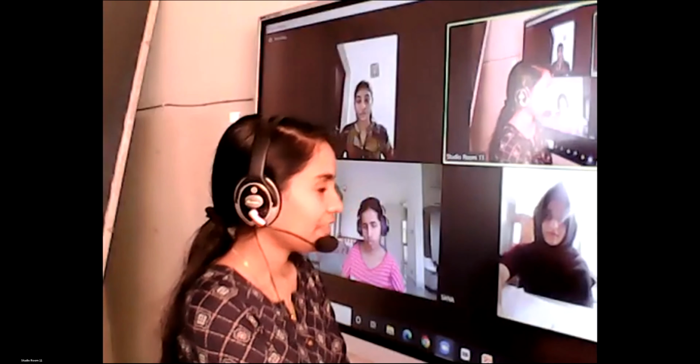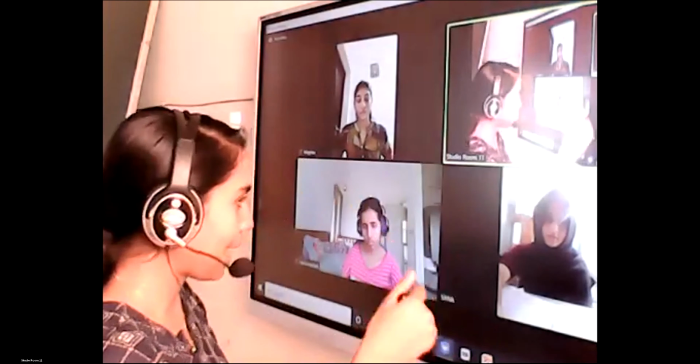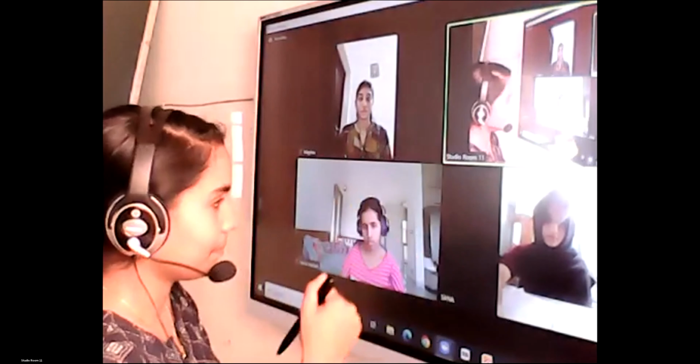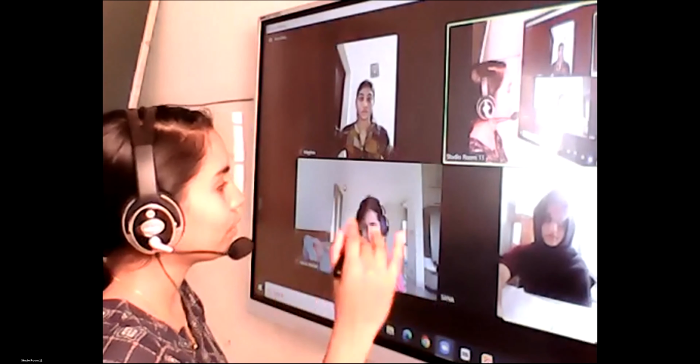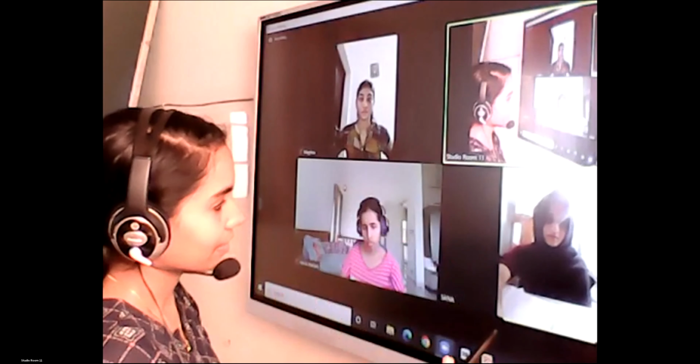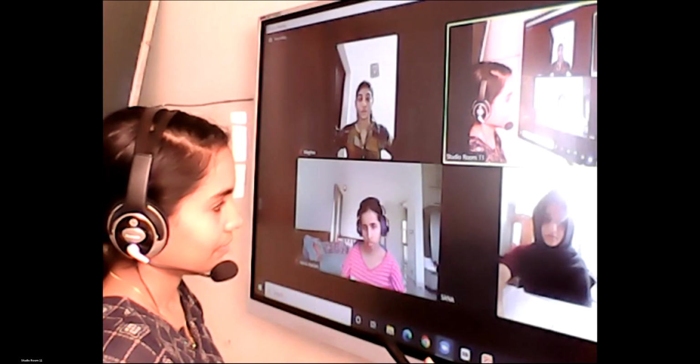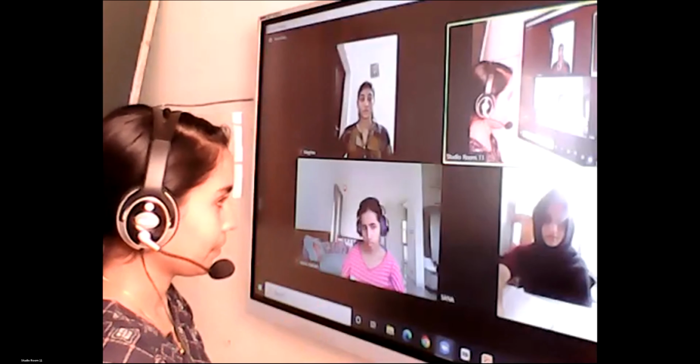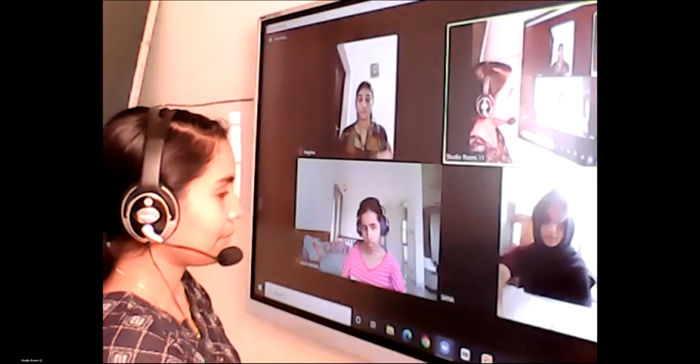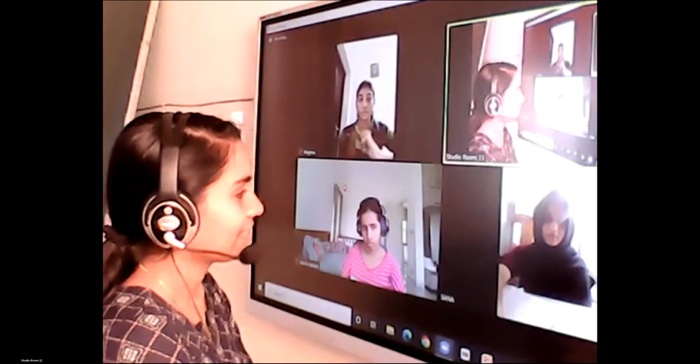Warp beam. Warp beam means the warp threads are wrapped on a beam. That is called as warp beam. Then the final cloth is wrapped in a beam. That is called as cloth beam. Okay. Then what about harness and heddles?